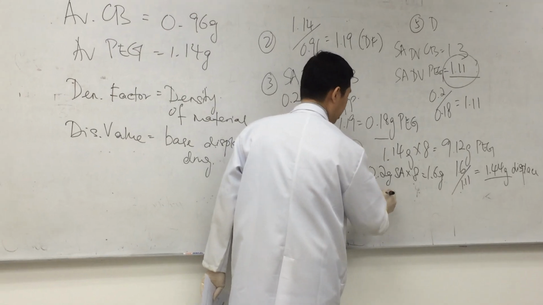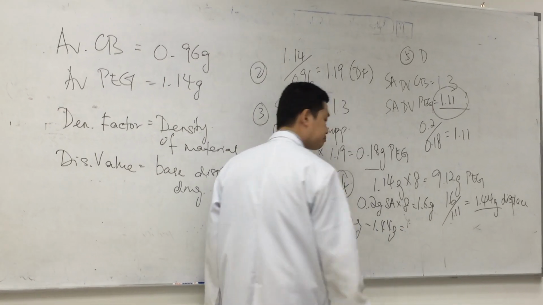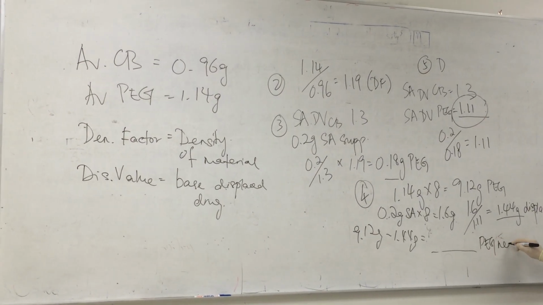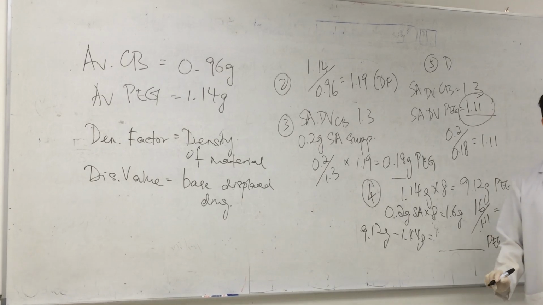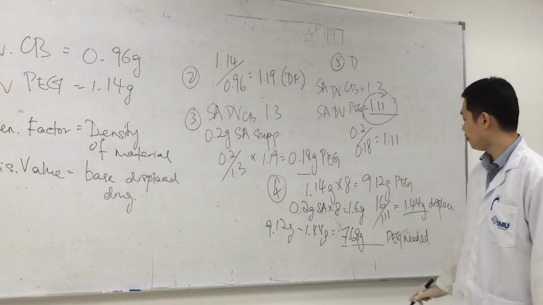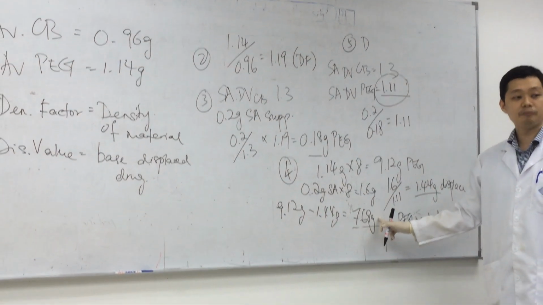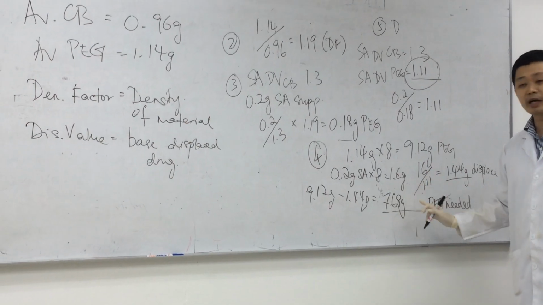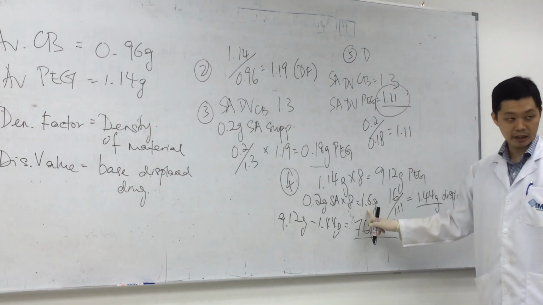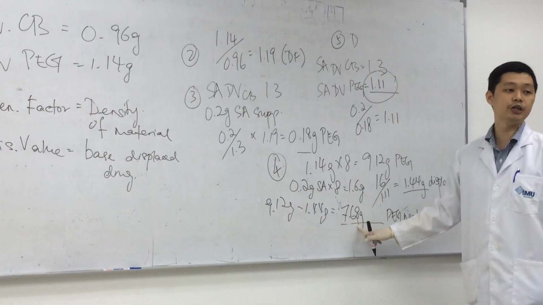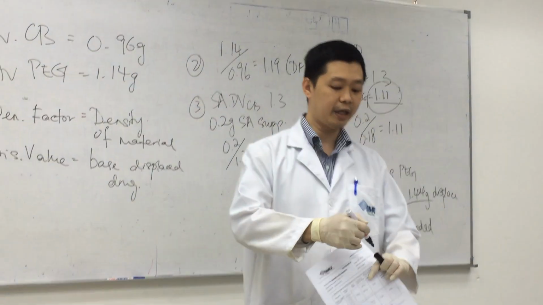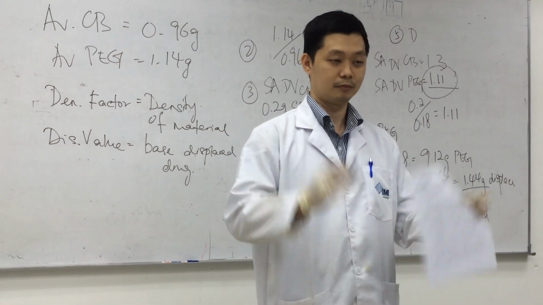9.12 gram minus 1.44. Answer? 7.68 gram. So once you subtract, you need 7.68 gram of polyethylene glycol with 1.6 gram of salicylic acid. So calculate this according to the ratio 70 to 30, and you should be able to formulate the medicated PEG. Okay? Thank you everyone.